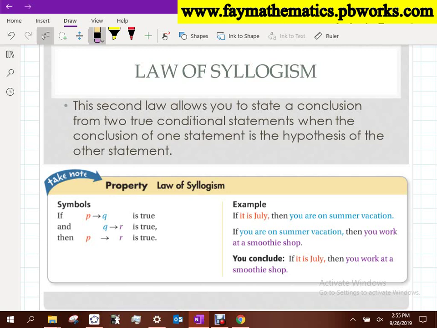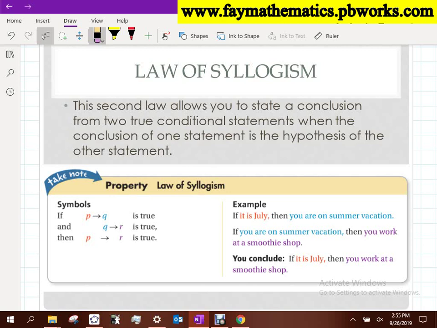The law of syllogism. We use this all the time. Okay? We use this principle all the time in everything that we do. But now we're going to try to think about situations where maybe we've used this. So the second law allows us to state a conclusion from two true conditional statements when the conclusion of one statement is the hypothesis of the other statement.